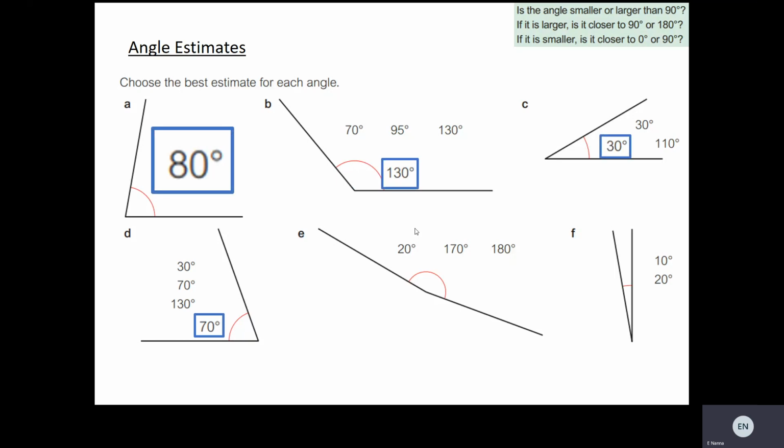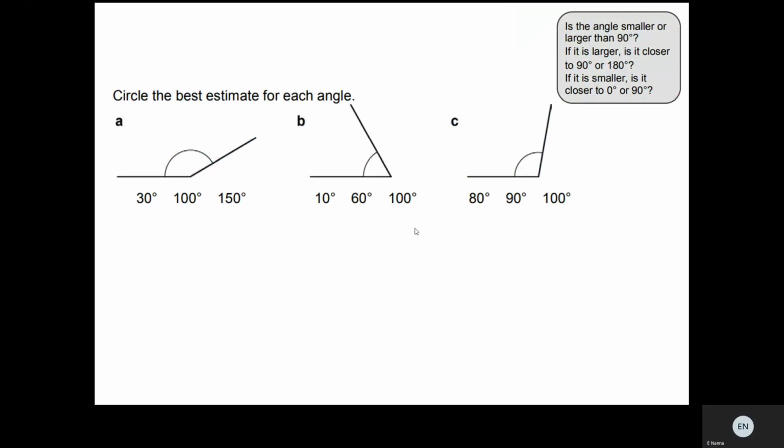The next one, I know definitely this is more than 90 degrees and it's just about 180 degrees. So well done if you took the answer 170 degrees. Well done. And then the final one, if you wrote 10 degrees, then you're correct. Well done. Let's try again.